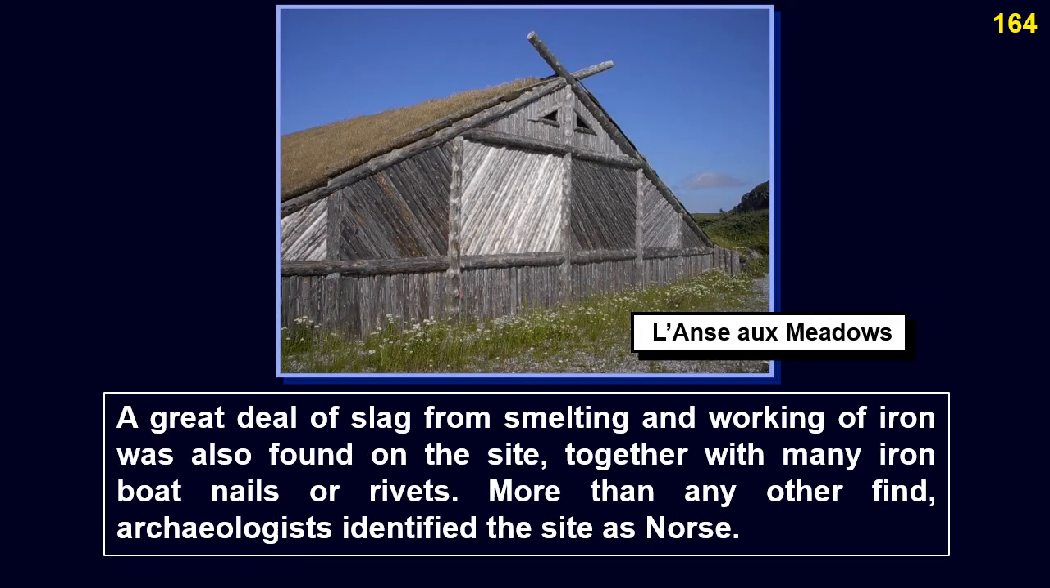A great deal of slag from smelting and working of iron was also found on the site, together with many iron boat nails or rivets. More than any other find, archaeologists identified the site as Norse.